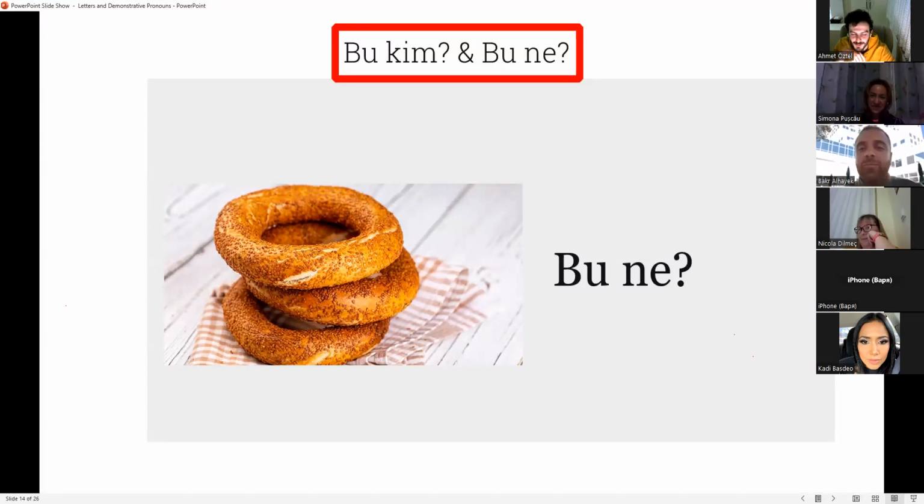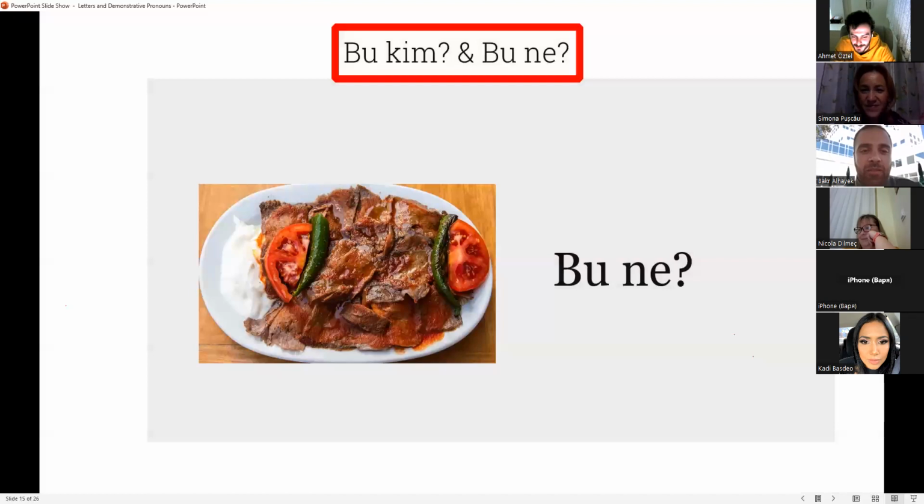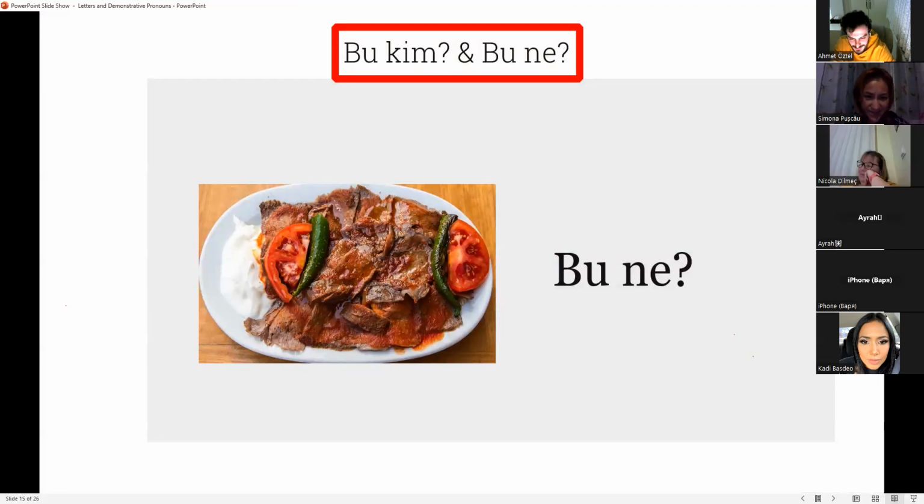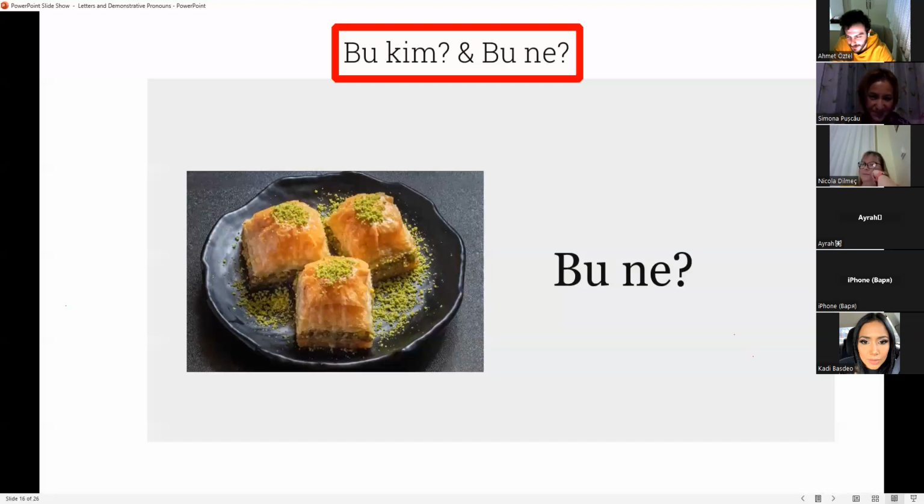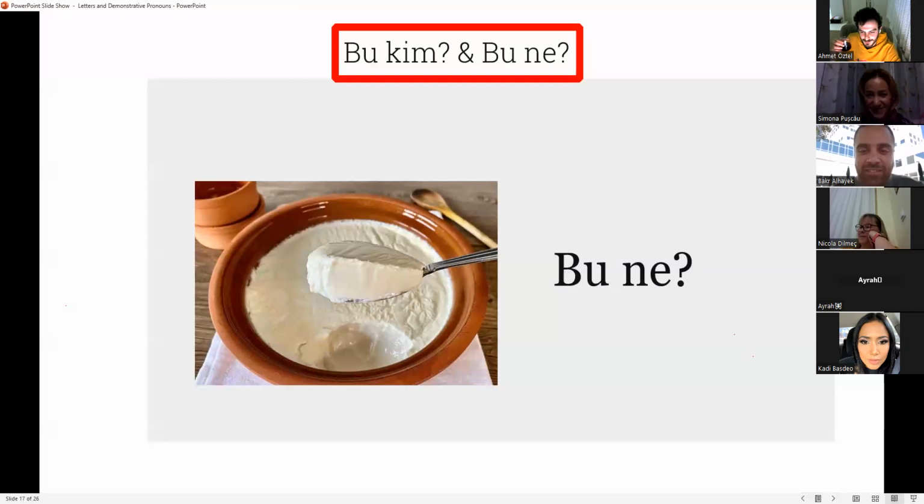Bu ne? Bu simit. Easy peasy. Peki bu ne? İskender. Bu İskender. Tamam. Peki bu ne? Bu baklava. Peki bu ne? Yoğurt. Bu muhallebi. Yok, hayır. Muhallebi değil. Bu yoğurt.